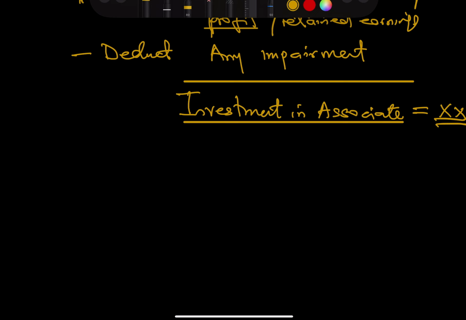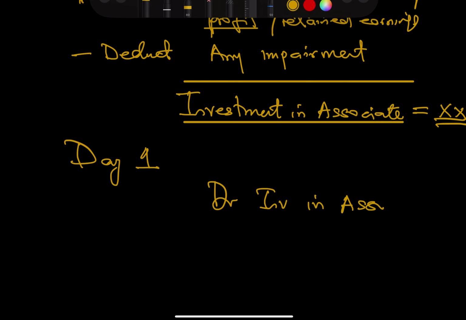And what does that mean in terms of accounting entries? Remember, I always like to show you the accounting entries. So on day one, when you buy the associate as a parent, what do you do? You debit investment in associate, and you credit cash or bank. This is for the cost.